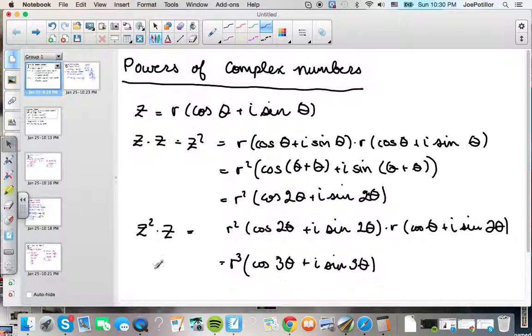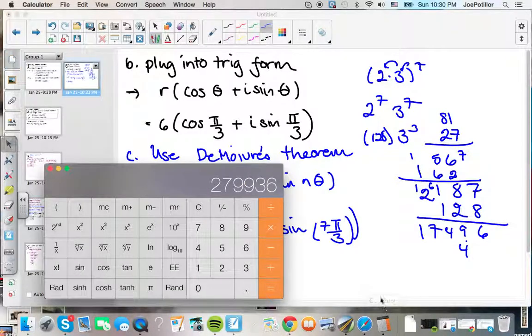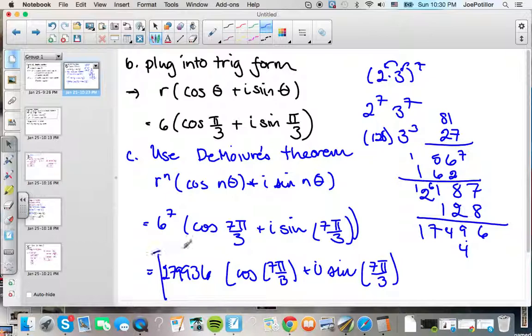Okay, so over here, this is 279,936. There you go. And that's times cosine of 7 pi divided by 3 plus i sine of 7 pi divided by 3. Okay. Alright, easy enough.